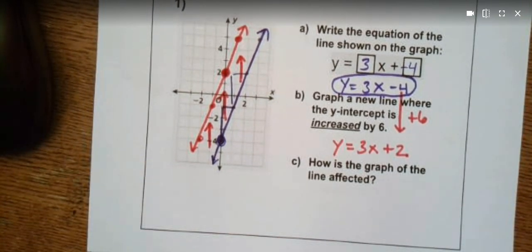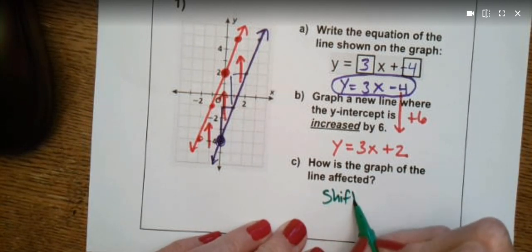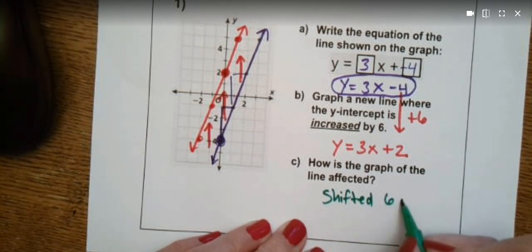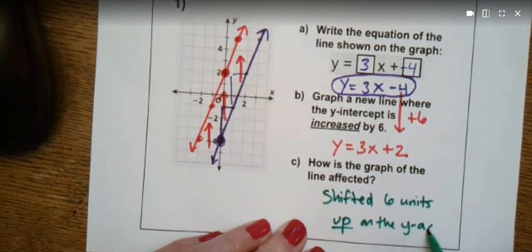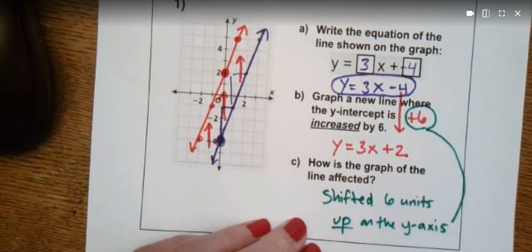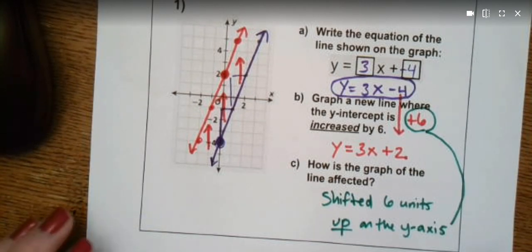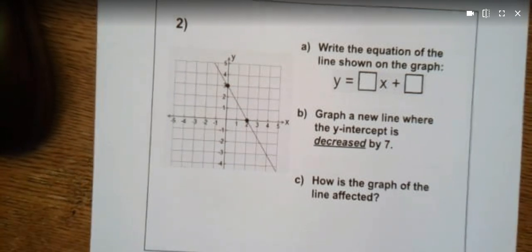So when it asks us how was the graph of the line affected, the line shifted 6 units up on the y-axis. And that is because we increased it by 6. So we just made a shift. All right, let's look at example number 2.